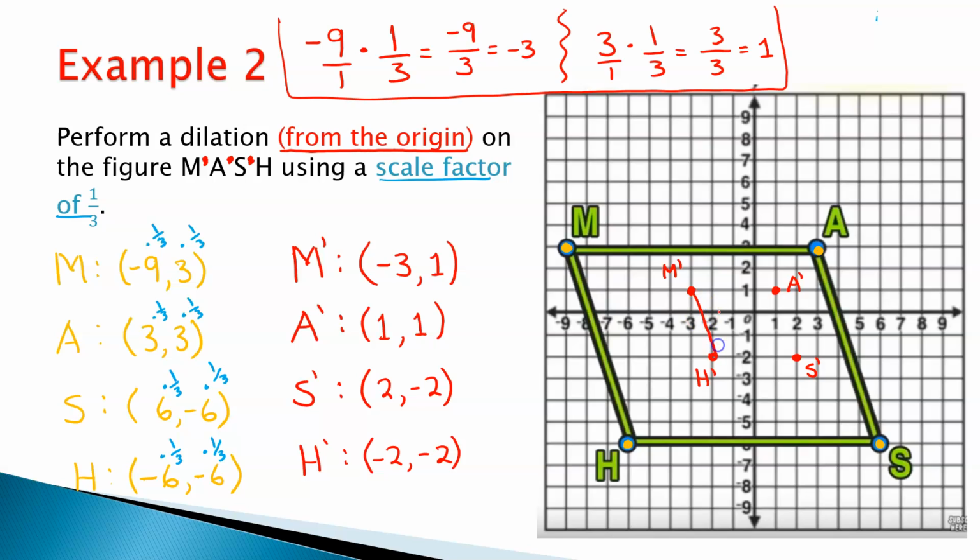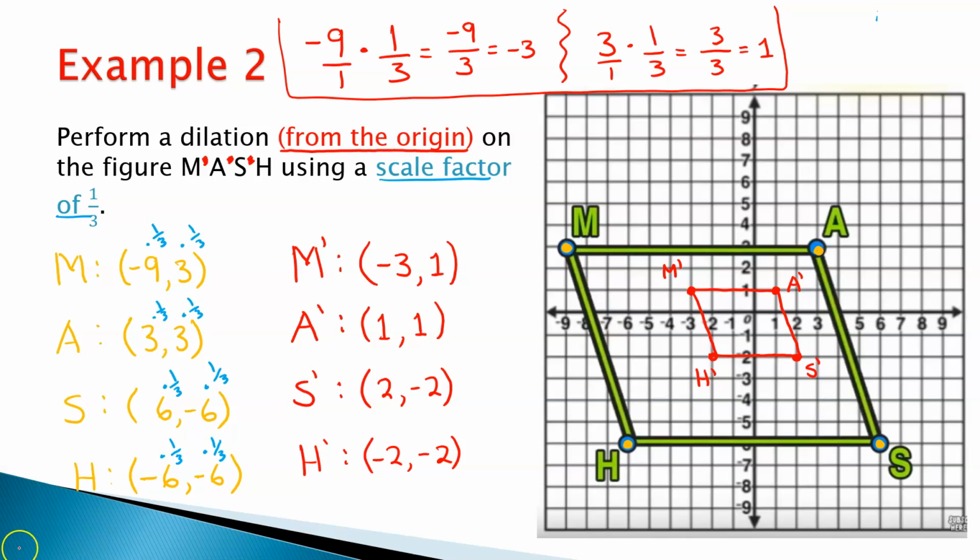If I just go ahead and connect them, that is my new image. That is how you perform a dilation where your scale factor is something like 1/3, where it's shrinking it. And you kind of see, right? It was pulling towards the center, towards the center, towards the center. All right, so that is a dilation, guys, from the origin.